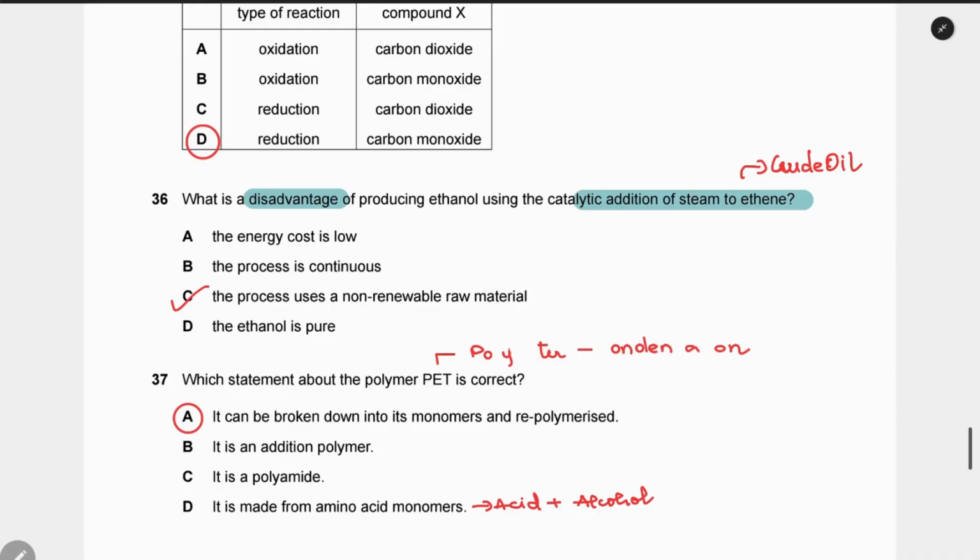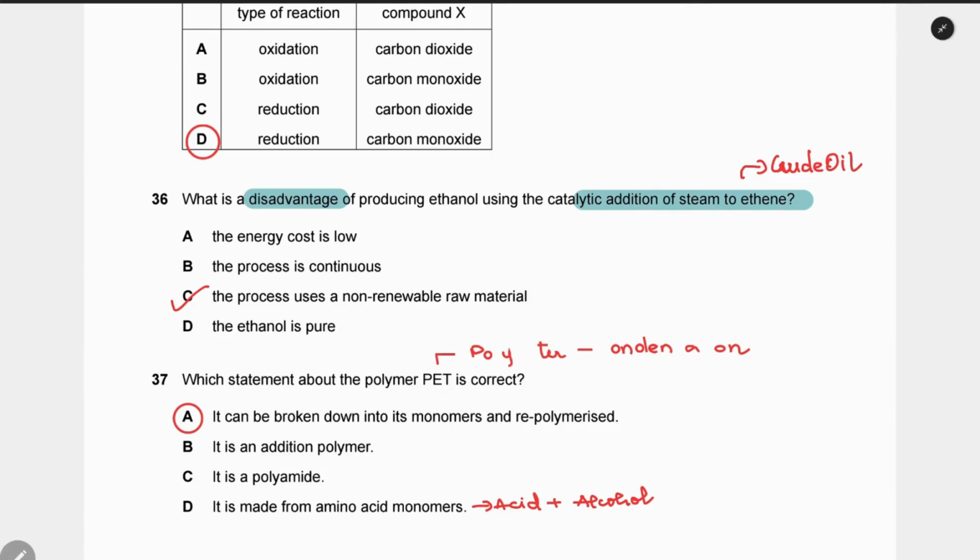36. What is a disadvantage of producing ethanol using the catalytic addition of steam to ethene? So when we talk about the catalytic addition of steam to ethene, we talk about the crude oil over here, and we don't talk about the disadvantage. The energy cost is low, which is an advantage. The process is continuous, which is also an advantage. The process uses a non-renewable resource, which is crude oil, which is a disadvantage. So the correct answer is C. Ethanol is pure, which is also an advantage.